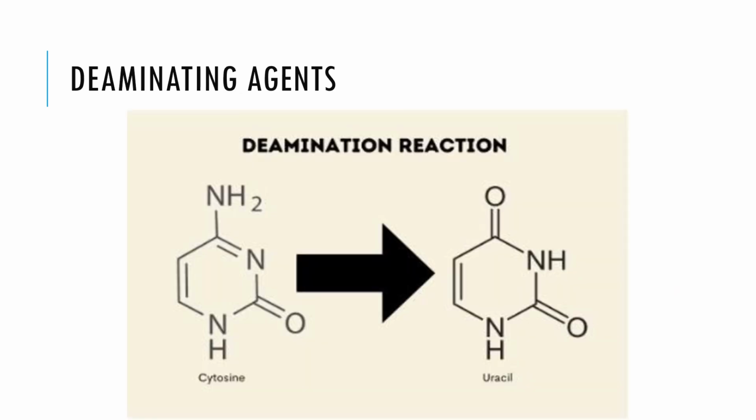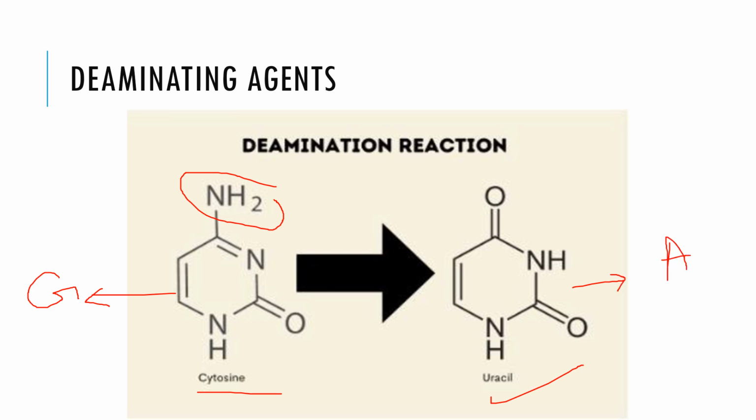Another is the deaminating agent. In the case of a deaminating agent, you can see here the cytosine is present and an amino group is present. You know that in deamination, the amino group is removed, and you can see here the cytosine is converted into uracil. First, cytosine forms a bond with guanine. Now cytosine is converted into uracil and it will form a bond with adenine. Because of the removal of the amino group, the affinity has changed. So this is the deaminating agent. If any deaminating agent is added in the cell, it will convert the cytosine into uracil, and now uracil will form a bond with adenine instead of guanine.